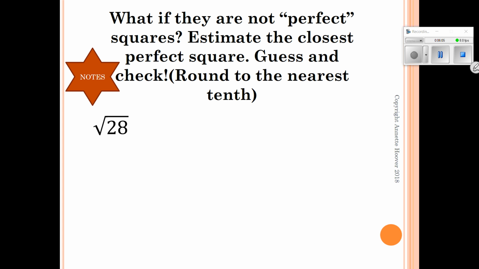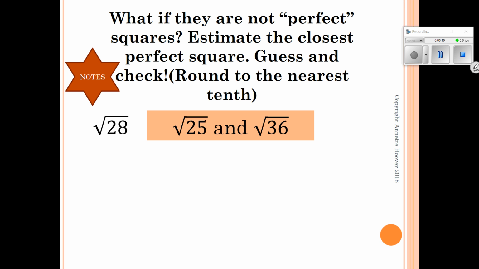For example, the square root of 28. So what we're going to do is think about the perfect squares that are right below it and right above it. In the list that we just wrote, right below it we had the square root of 25, and right above it was the square root of 36. So the square root of 28 would fall between these two numbers. Well, we know that the square root of 25 is 5 and that the square root of 36 is 6. So we know the square root of 28 is going to be a decimal somewhere between 5 and 6.